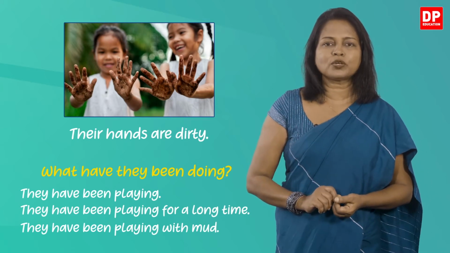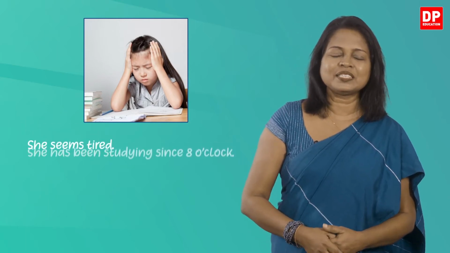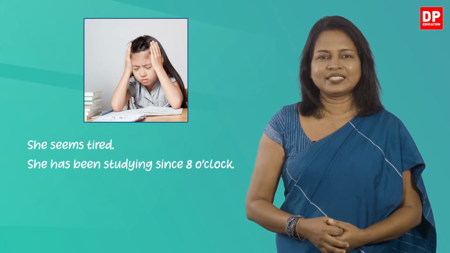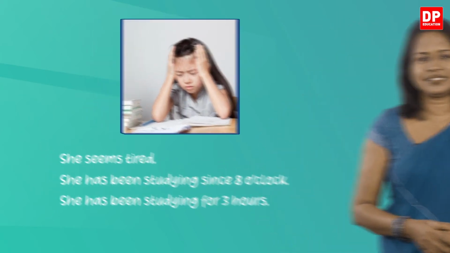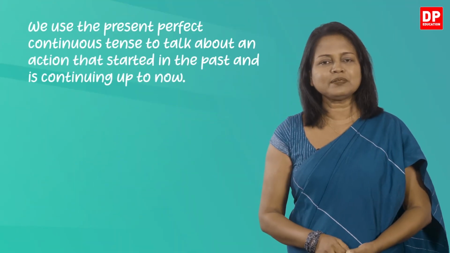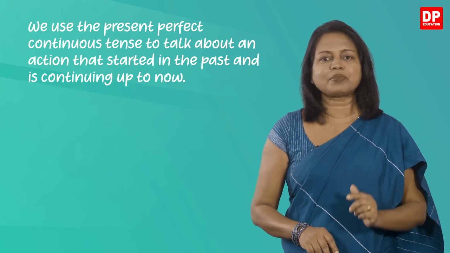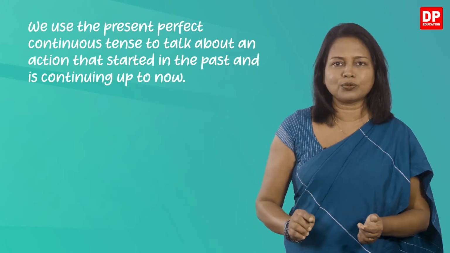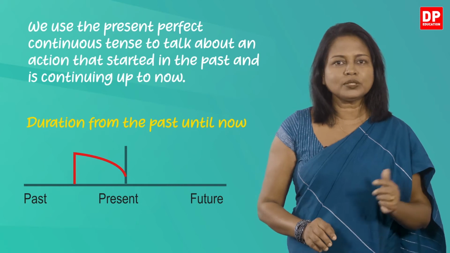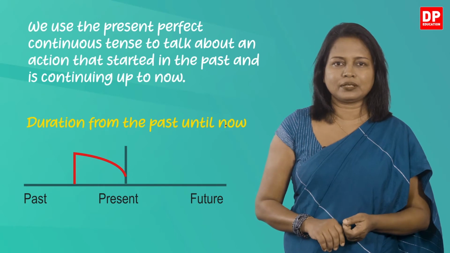Let me tell you more about present perfect continuous tense using another example. Look at this girl. What can you say about her? She seems tired. She has been studying since 8 o'clock. She has been studying for 3 hours. So children, we use present perfect continuous tense to talk about an action that started in the past and is continuing up to now. So you are not only referring to the present, what she is doing now, but you refer to the past as well.